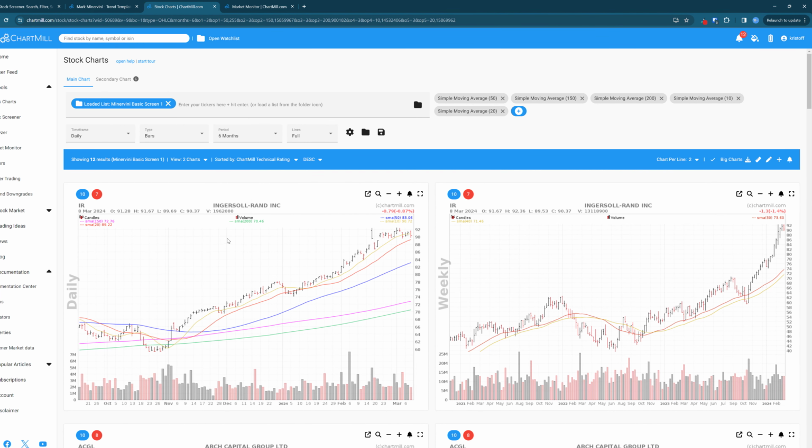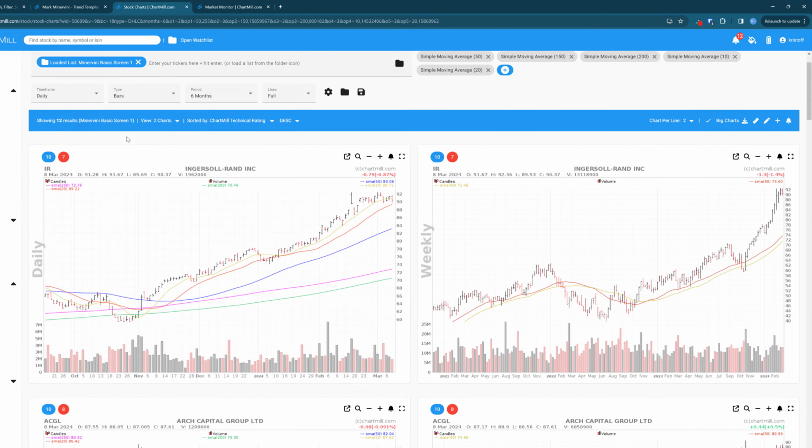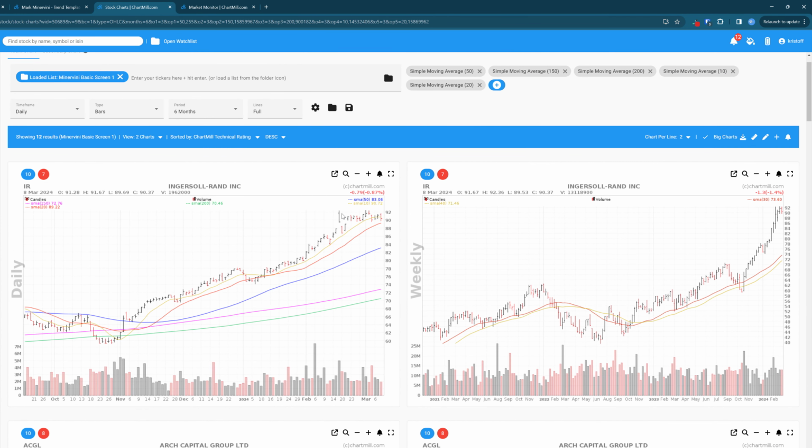basic screen number 1. The first one is IR, showing tight price action, very close to the upsloping 10 SMA. As you may already have noticed on the weekly chart, it's a little bit overextended, but that's not a problem. You really should take a look at the daily chart pattern, and if this one breaks out above this 92-ish level, it creates a low risk setup.